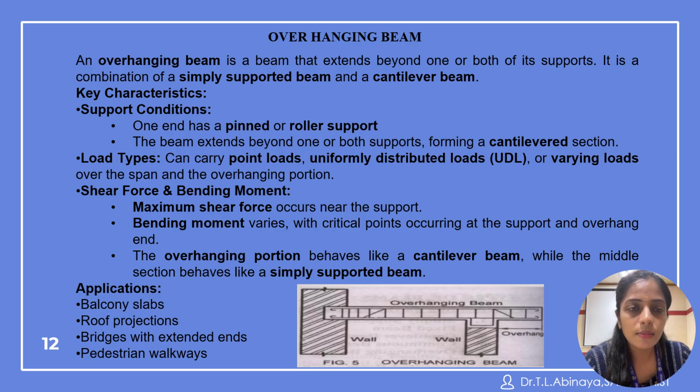The key characteristics: the support condition has a pinned or roller support at one end. The beam extends beyond one or both supports, forming a cantilever section. It can carry a point load, uniformly distributed load, or varying load over the span and the overhanging portion. The maximum shear force occurs near the support, and the bending moment varies, occurring at the support and the overhanging end. The overhanging portion behaves like a cantilever beam, and the middle section behaves like a simply supported beam. Applications: balcony slabs, roof projections, bridges with extended ends, and walkways.